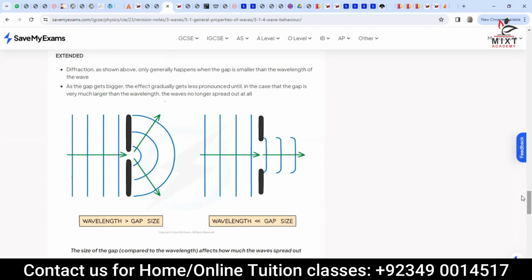Diffraction as shown above only generally happens when the gap is smaller than the wavelength of the wave. Now remember that the diagram on the left hand side, which shows the roundness, is actually called the actual diffraction. As the gap gets bigger, the effect gradually gets less pronounced until, in the case that the gap is very much larger than the wavelength, the wave no longer spreads out at all. All right. Just draw that and let me know once you draw that.